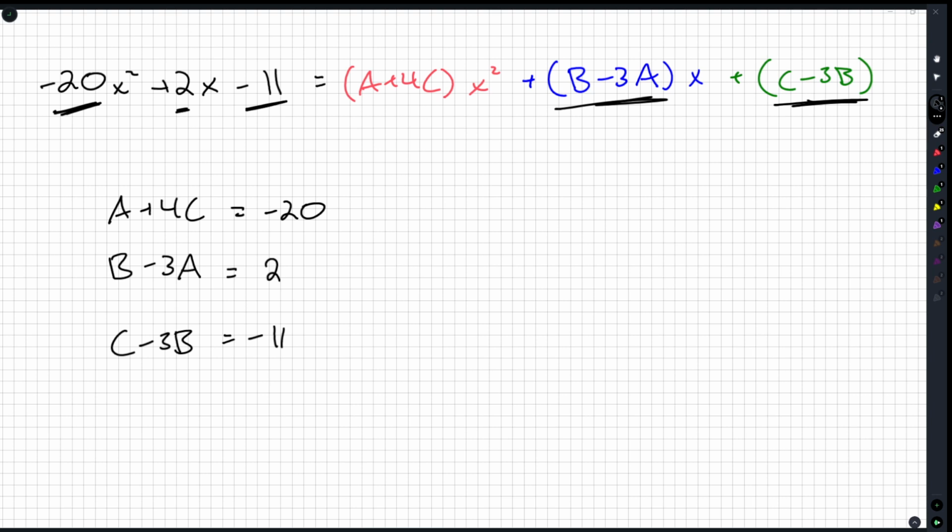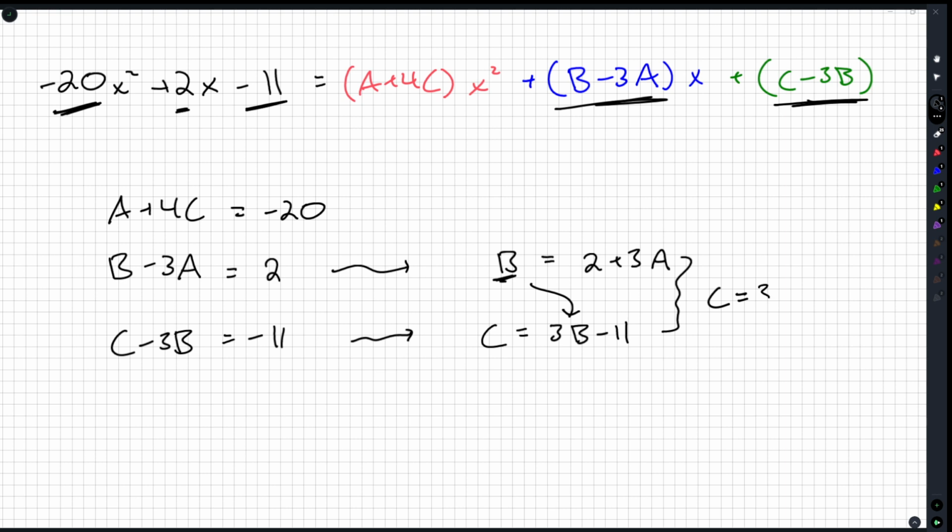Okay, great. Where can we go from here? Well, let's see. We could try and rearrange. If we rearrange the last equation, we'll get c is 3b minus 11. And if we rearrange the second equation, we can easily solve for b. b is 2 plus 3a. We can combine those two together, right? Take this b, put it in here, and we can see that c is going to be 3 times 2 plus 3a minus 11, which will be 6 plus 9a minus 11. So c is going to be 9a minus 5. So if I figure out what a is, I will know what c is. If I figure out what a is, I will know what b is.